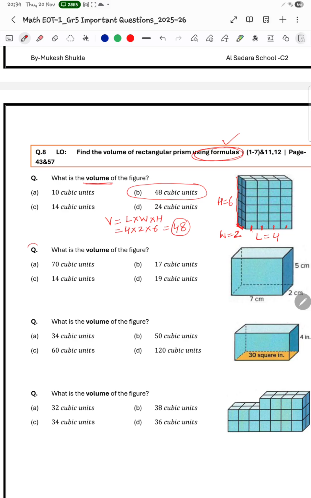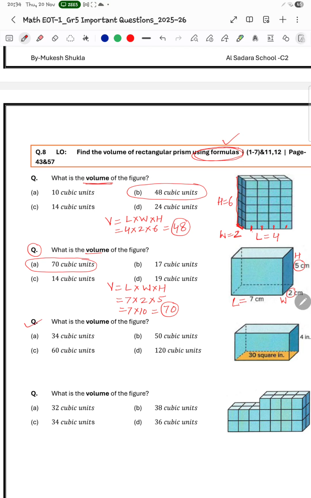Like this, we can do question number 2, that is volume. Here they have already given length. In this picture, length is 7, width is 2, and H is 5. So just use the formula V equals L times W times H. Plug in the values: 7 times 2 times 5. So this will be 7 times 10 equals 70 cubic units. So option number A is the correct one.